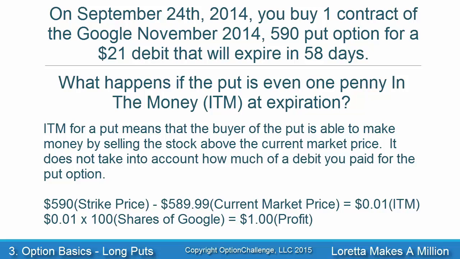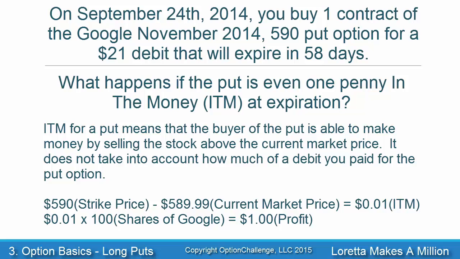It does not take into account how much of a debit you paid for the put option. In this example, the current market price is $589.99. If you sold 100 shares of Google for $590 per share, you would make a $1 profit. That means that this put is in the money.